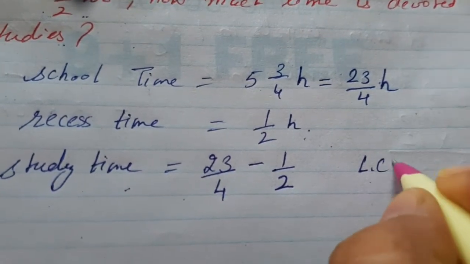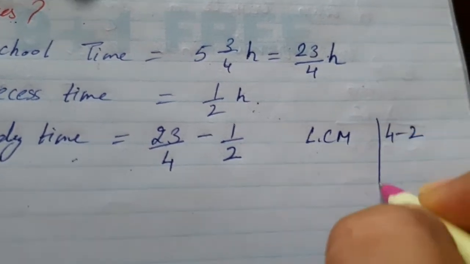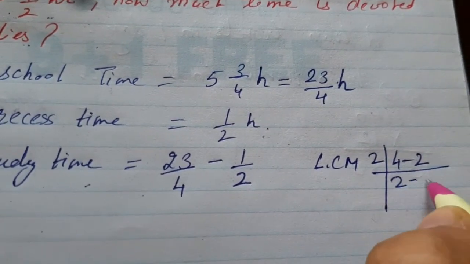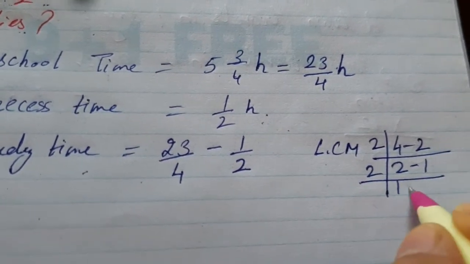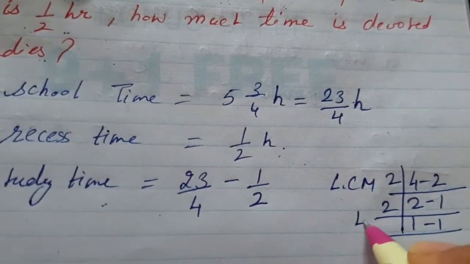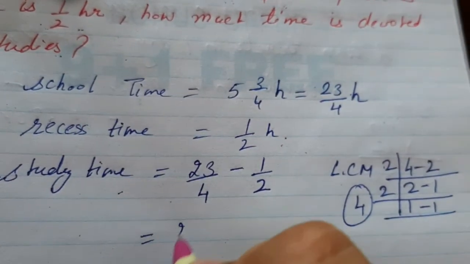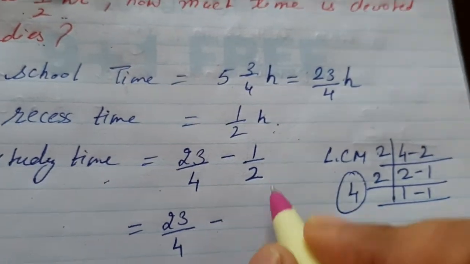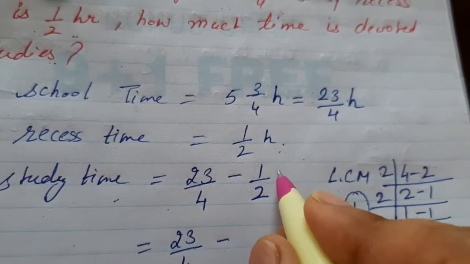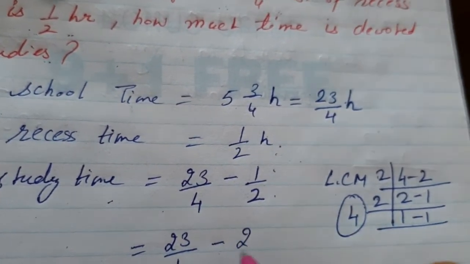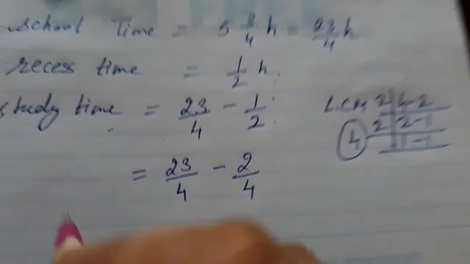Now take the LCM of 4 and 2. 2 2s are 4, 2 1s are 2, 2 1s are 2 and 1 as it is. So LCM will come out to be 2 2s are 4. So this is already 4. Now we have to make this 4. So we will multiply numerator and denominator by 2. So it comes out to be 2 by 4.